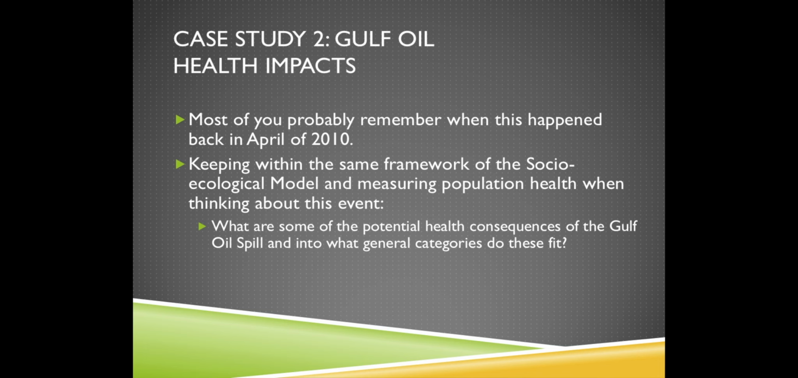Now we'll quickly jump into our second case study and the Gulf oil spill and its health impacts. Most of you probably remember when this happened back in April of 2010. This awful tragedy becomes an important public health study. Keeping within the same framework that we've been talking about, the social ecological model, and measuring population health when thinking about this event, what are some of the potential health consequences of the Gulf oil spill, and into what general categories do these fit?